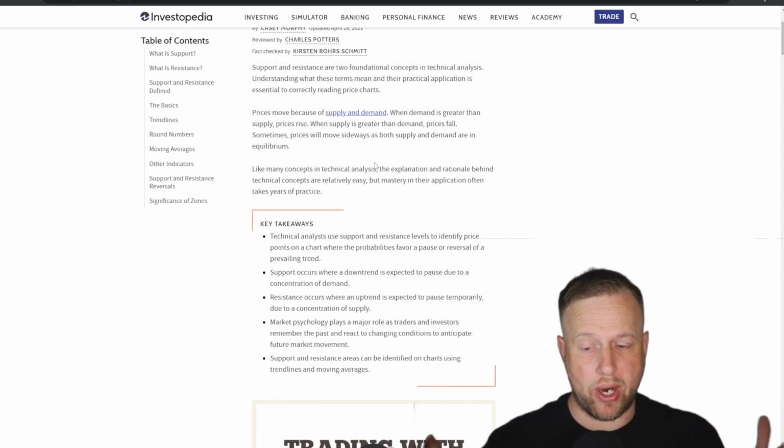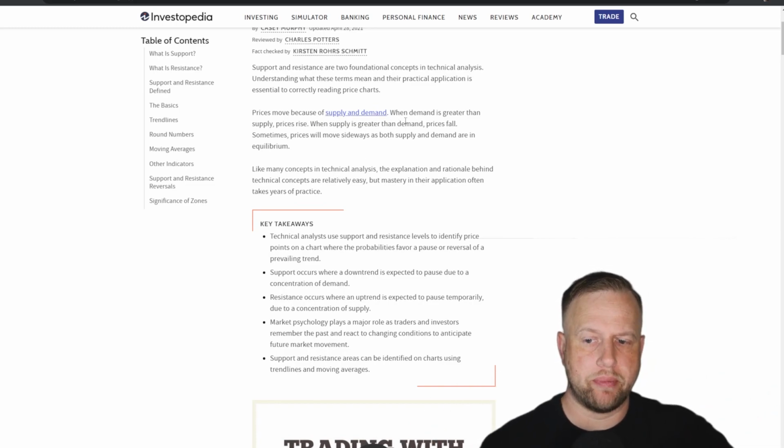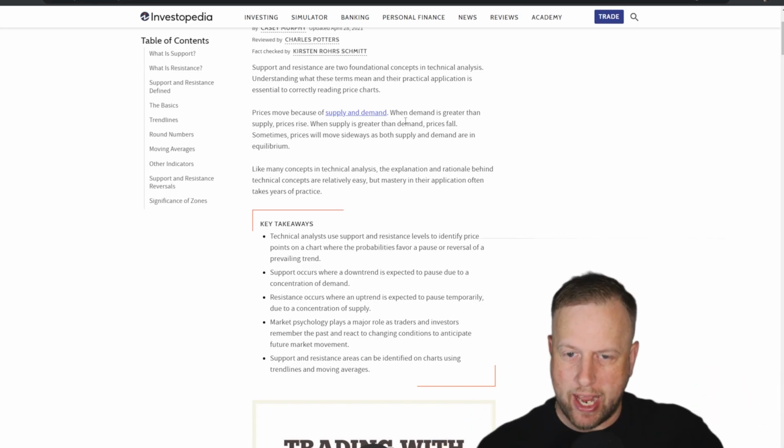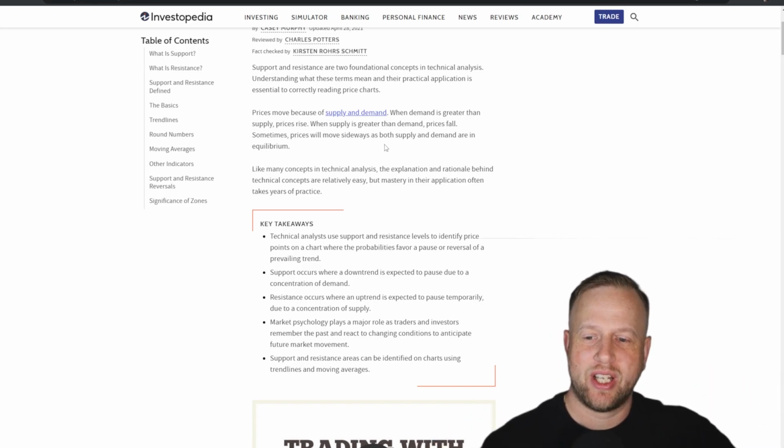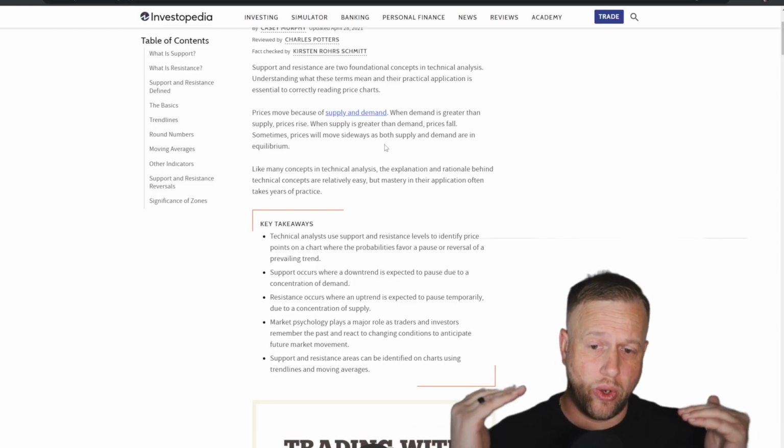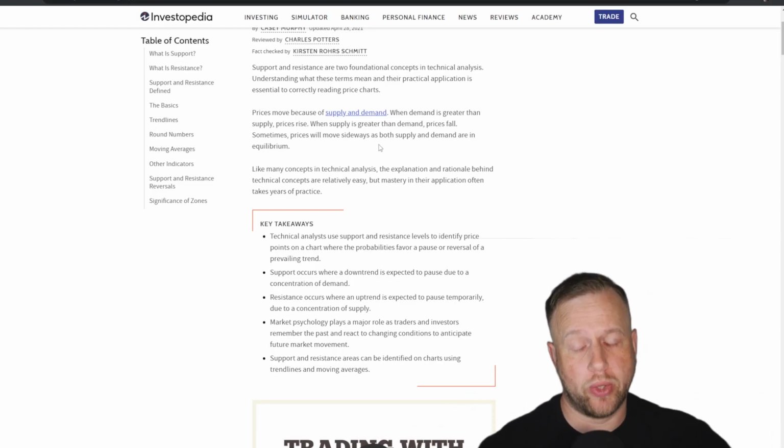So we know why price moves, right? It's supply and demand. When demand is greater than supply, price rises. When supply is greater than demand, guess what happens? Prices fall. Sometimes prices move sideways when those are in tandem or equilibrium with each other.